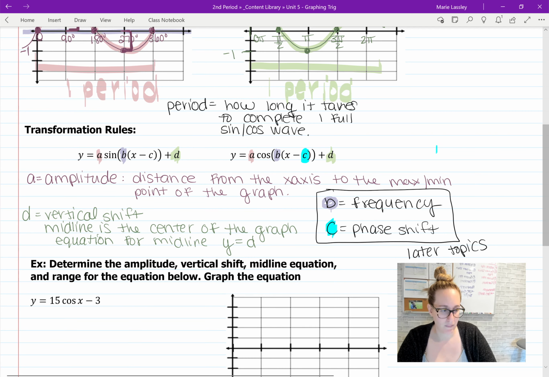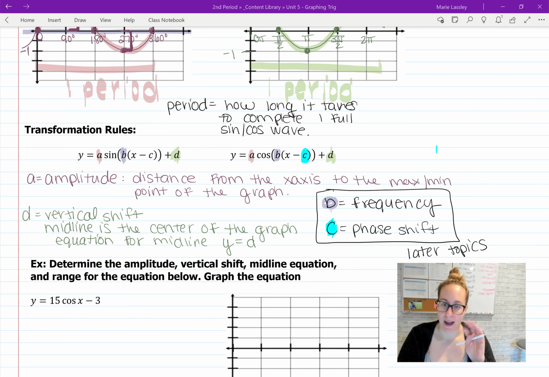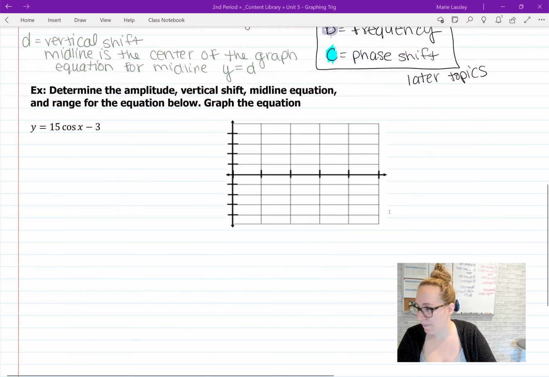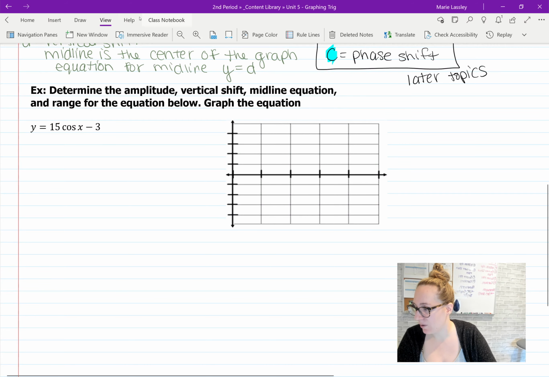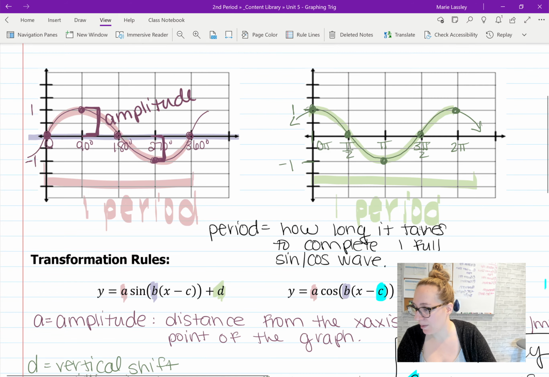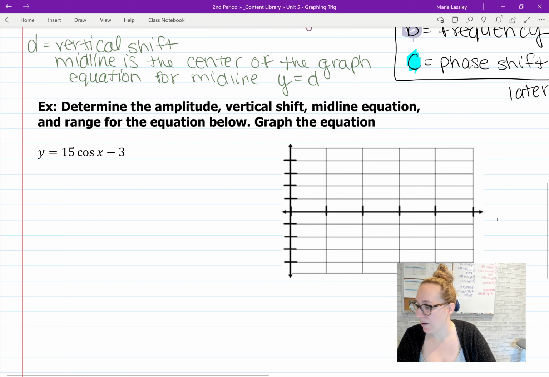Keeping in mind we're going to save the b and the c value for later, all we're going to work on today is different changes to our amplitude and our vertical shifting. So let's look at an example. Let's scroll a little bit, view, and let's zoom in a little bit more. There we go. Now we can see everything.